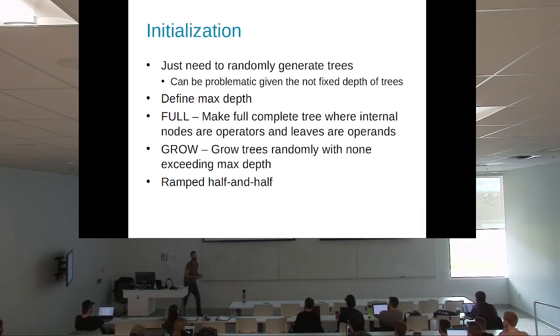Full is where you just ensure that if I want it to be depth 5, I'll go to the bottom and say, okay, you're going to be all operands, whether it's a constant or a variable, and then fill in operators as you go. Ramped half and half, you do a little bit of both. This is what everybody does if you're using a tree representation for your genetic program.